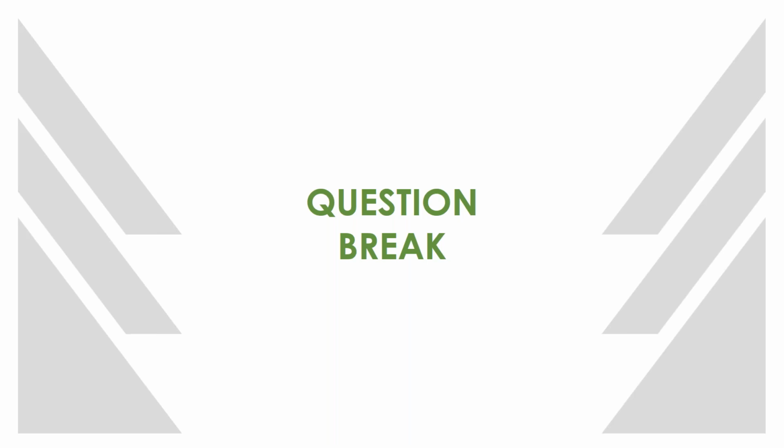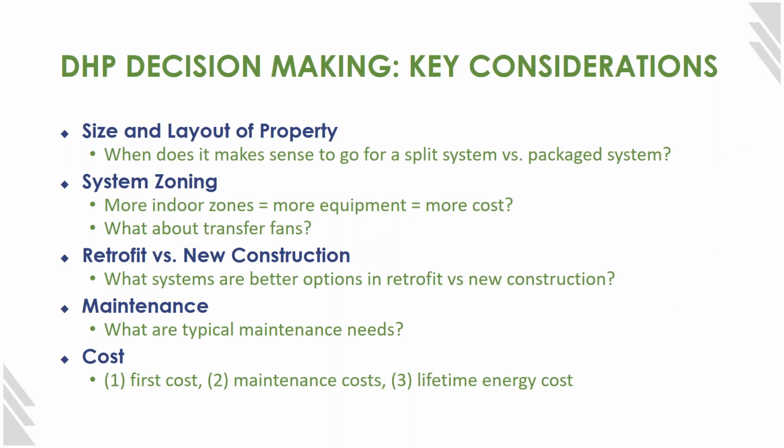Okay, great. All right, so we've talked through the different system types. Let's talk about decision making, right? So what are the things that we need to be thinking through on each project to figure out which of these systems we should even be considering and which might be the best fit for our project? So we could start with the size and layout of the property, right? When might it make sense to go for a split system versus a package system?